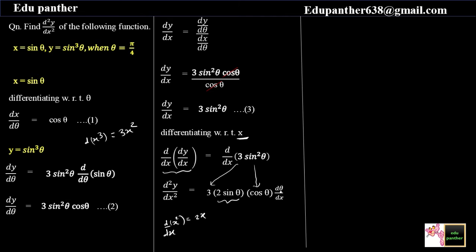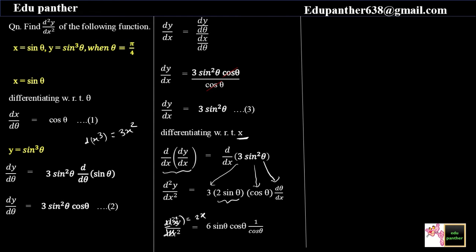Now this extra term is here, this d theta by dx. So we have differentiated this square. Then we have differentiated sine. Then what is left over there? Theta. So we have to take derivative of theta also with respect to x, because here we are differentiating with respect to x. So that will give us d theta by dx. Now how to find the value of d theta by dx? So if we notice equation number 1, in equation number 1 we have dx by d theta. So from that equation we'll get d theta by dx as 1 upon cos theta.